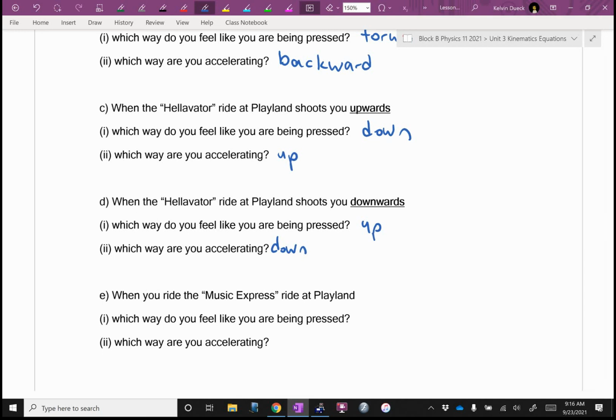Okay, those of you that have been on that one, when you're going in a circle, which way do you feel like you're getting pushed? Which side, inwards or outwards? So which way are you actually accelerating? Come on, take the punchline. If you feel like you're getting pushed outwards, which way must you be accelerating? Yes, yes.